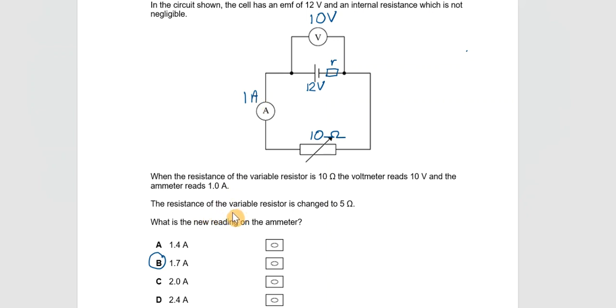The resistance of the variable resistor has changed to 5 ohms. What is the new reading on the ammeter? Well, the first thing we need to do is find out what this internal resistance is.